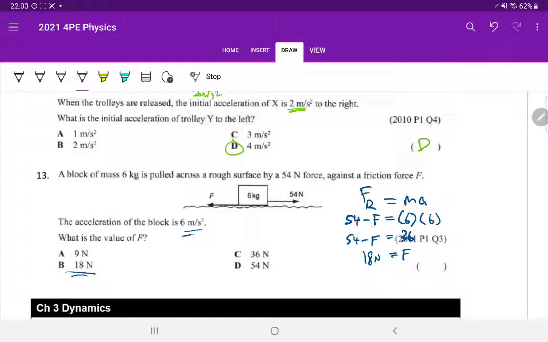So the answer is B. The main thing about this question that I wanted to highlight is that it is the resultant force, and you need to know that it is the resultant force, not just simply 54 equals ma, but 54 minus F. So that's how you find F. That's Newton's second law.